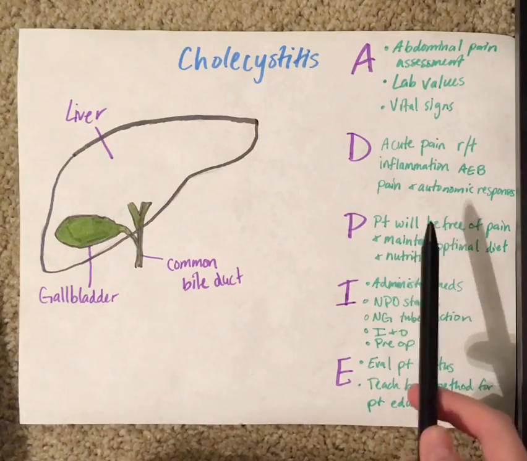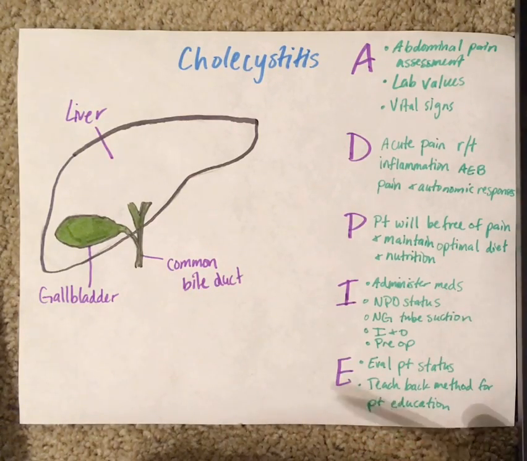Then for a nursing diagnosis, in most cases, acute pain related to inflammation as evidenced by pain and autonomic responses, such as increased blood pressure, things like that from that pain, is going to be a general nursing diagnosis for that. We're going to plan that the patient will be free of pain and maintain optimal diet and nutrition from the following interventions, which would be administering those medications, whether analgesics and/or antibiotics.